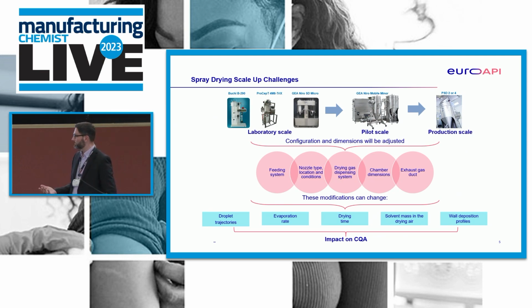And then these can impact a lot of different elements. So the trajectory of your droplets, that can have an impact on your yield, what the evaporation rate is like, drying time, flight time, the amount of solvent in the drying gas. So you can imagine if you've got a recirculating system with a condenser, how well that's performing has an impact on capacity of the system, the drying rate, what the final particle morphology might look like. So there's a lot of different things that are going to be impacted by the different scale and the different configurations.